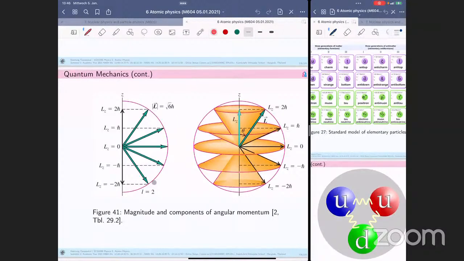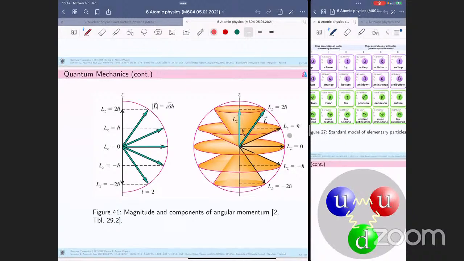Once your orbital quantum number is equal to 2, you could get something like this. And for the components of the angular momentum, this is the actual vector. The L vector can be projected to any point around this circle, and if you rotate, it's going to be a 3D view.